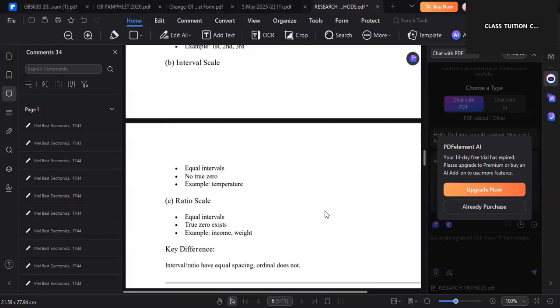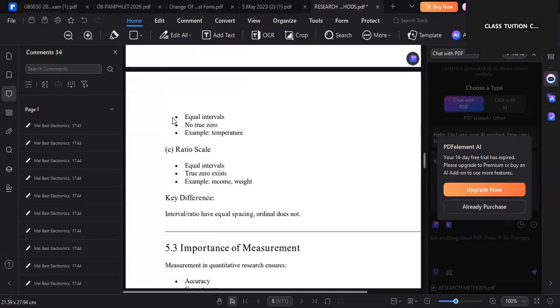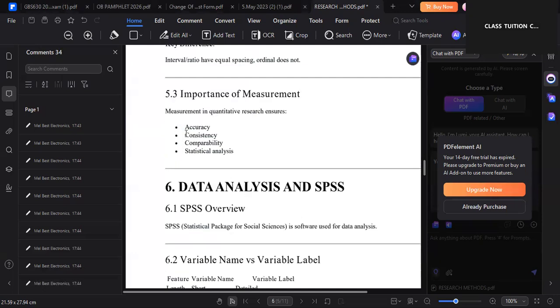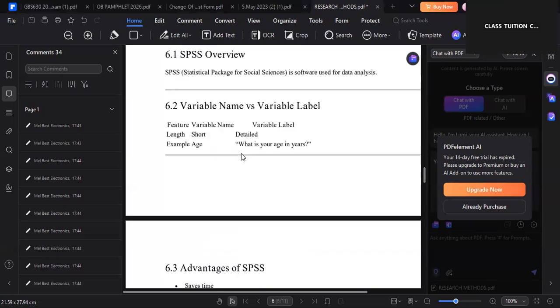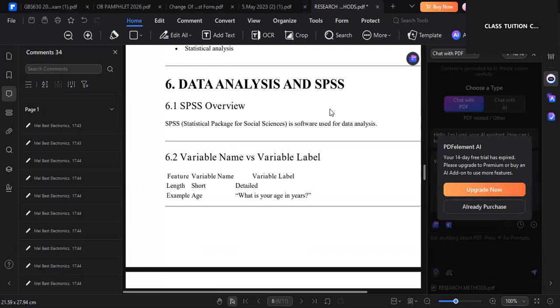Then we also have ratio and nominal. What happens in ratio? In ratio, we're looking at equal intervals, there's no zero, like a pie chart. So what is the importance of the measurements in quantitative research? They help in accuracy, consistency, comparability, and statistical analysis.